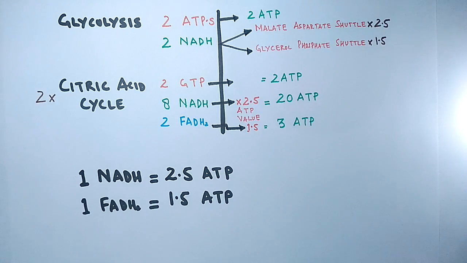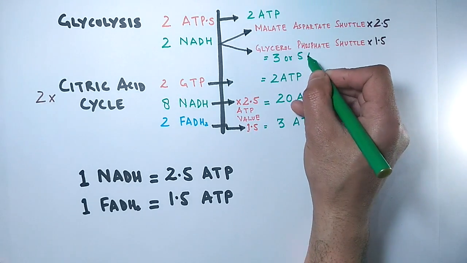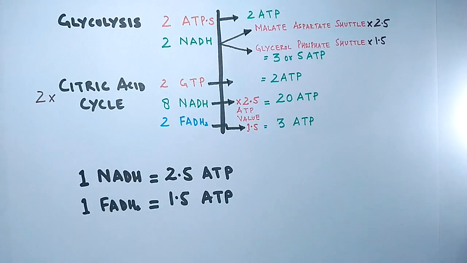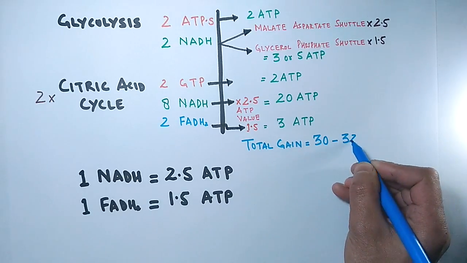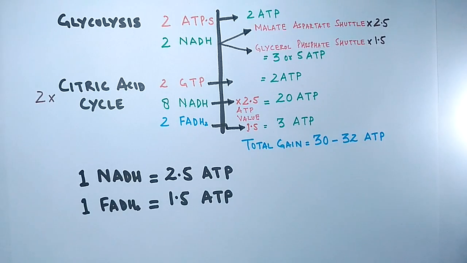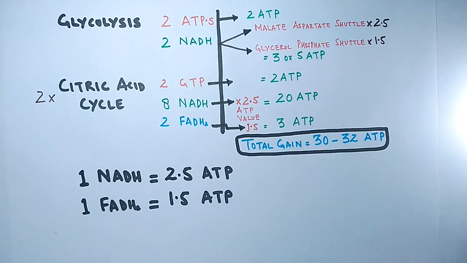Now it depends on which shuttle is used in oxidative phosphorylation, and due to that we get either 3 ATPs or 5 ATPs from the 2 NADH molecules produced from glycolysis. So when we take out the total calculation, or the total net gain of ATPs in cellular respiration, it's 30 to 32 ATPs. The range is only due to the presence of two different shuttle mechanisms, the malate and glycerol phosphate shuttle. So this is all about the calculation, or the energetics, of the Krebs cycle and glycolysis.